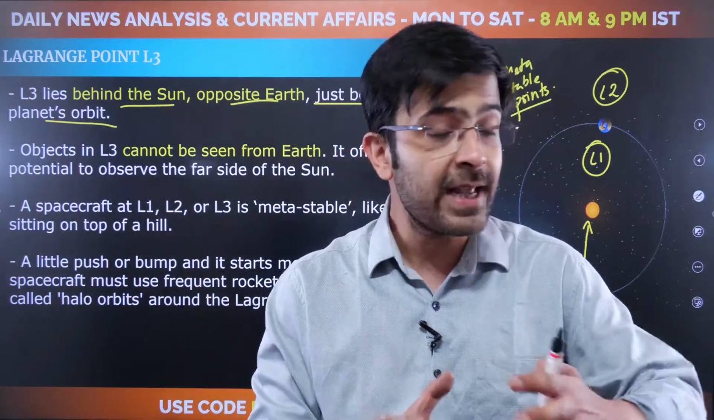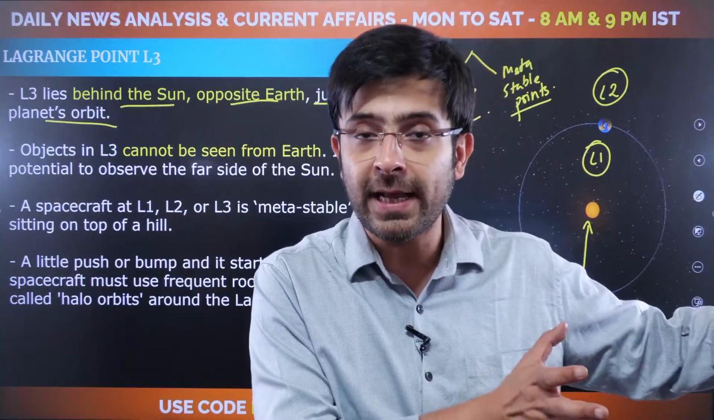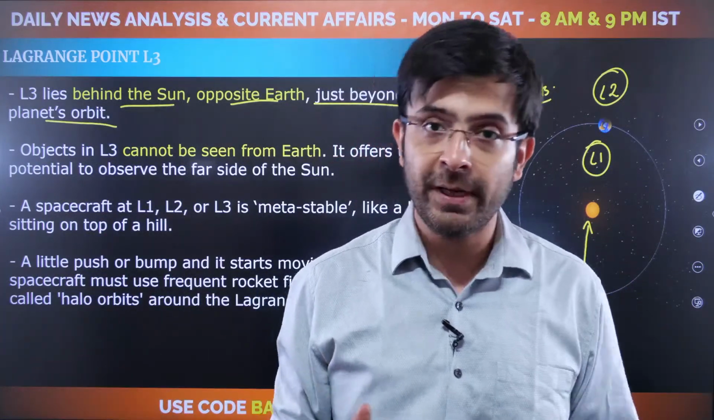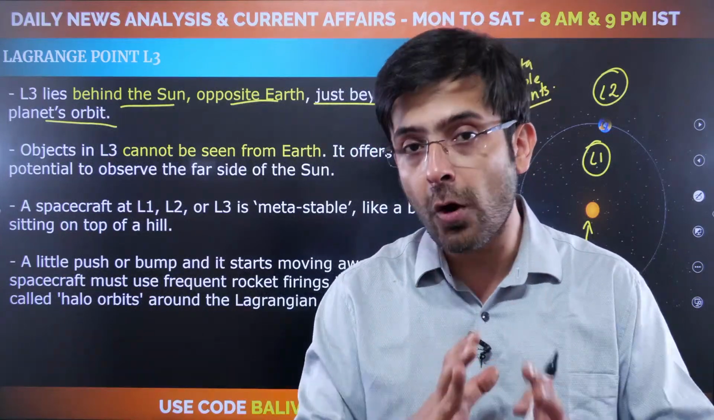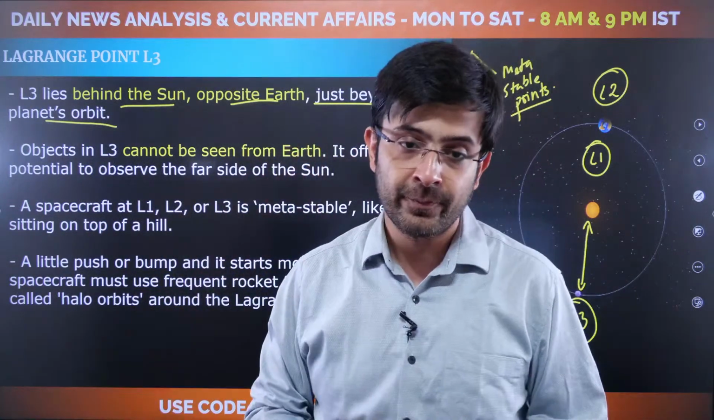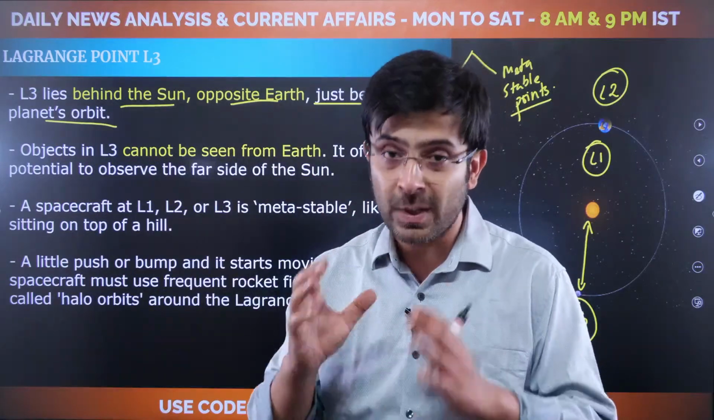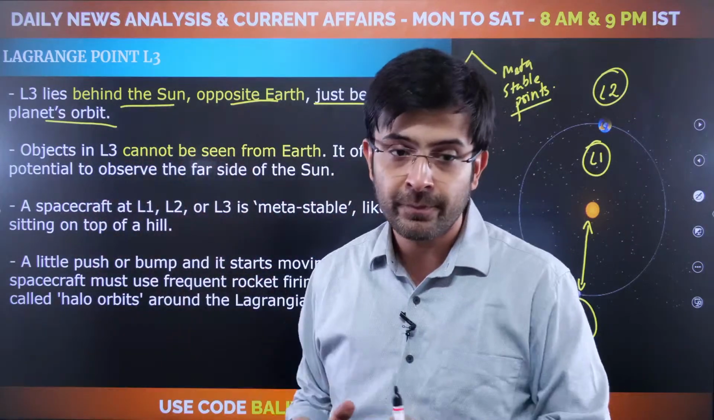So when communication can be lost at a proximity as close as the Moon, what happens in the case of the Sun? There is going to be no communication, which is one of the major drawbacks of the L3 point. Communication is not going to be established on a continuous basis. Once again, why? Because it is behind the Sun.